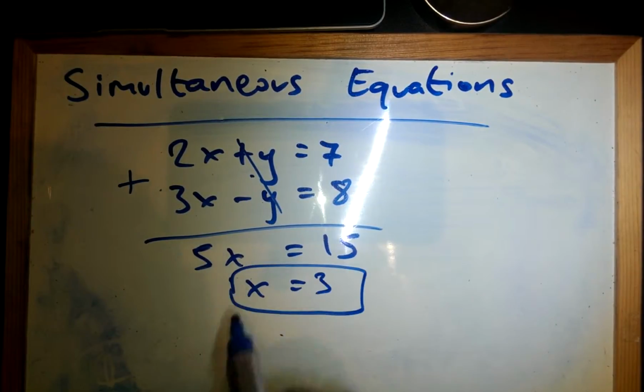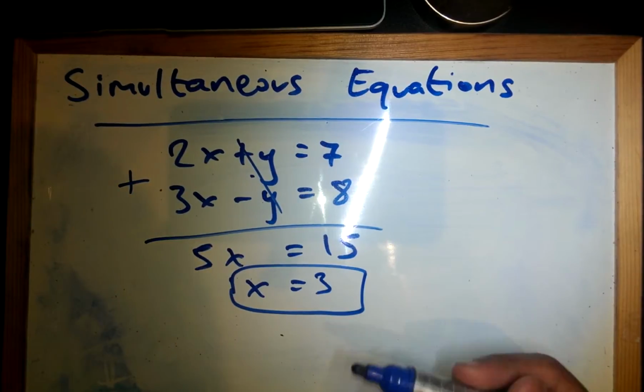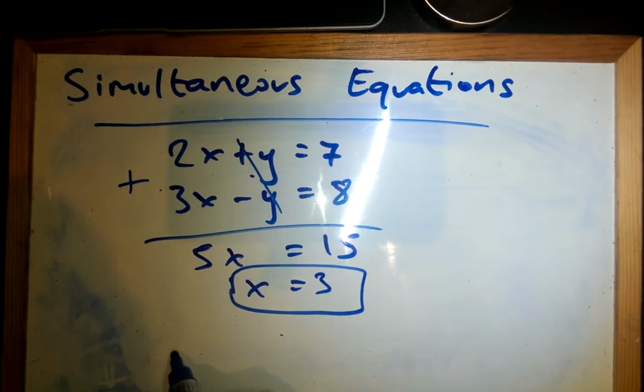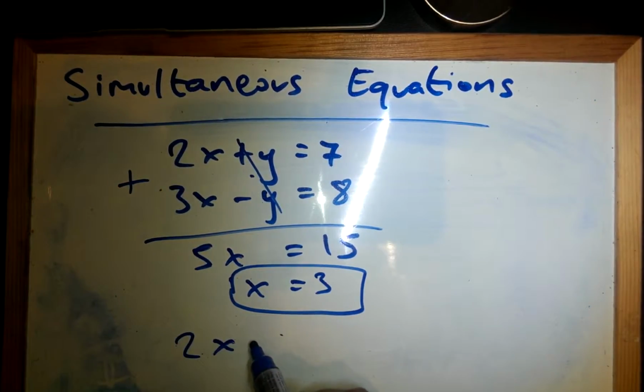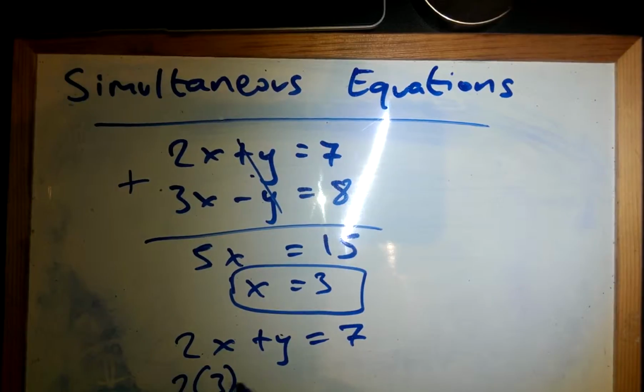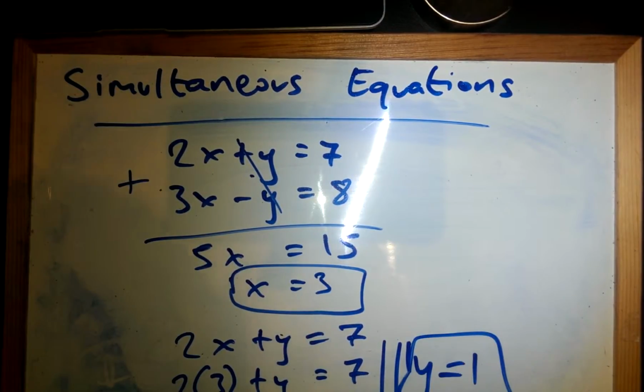x equals 3. So now we found out one variable, we can then go back to our original equation, 2x plus y equals 7. If I put my x, which is 3, back into that equation, what happens? We get 6 plus y equals 7. Minus 6 on both sides, and we get y is equal to 1.